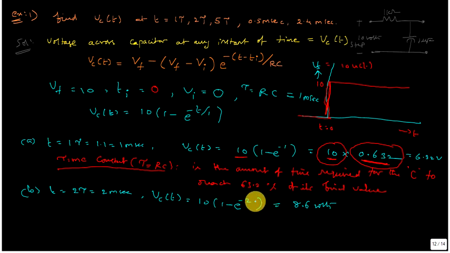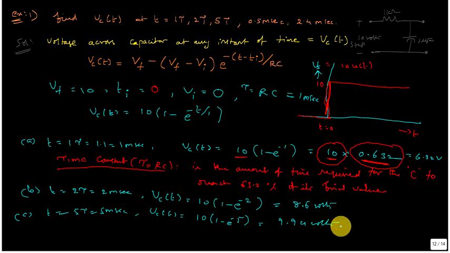As this negative power value increases, the e power value decreases, so you will get more voltage. Similarly for t is equal to 5 tau, 5 tau means 5 milliseconds. So Vc of t is equal to 10 into 1 minus e power minus 5. It is almost equal to 9.94 volts. 9.94 is treated as 10. So that means the capacitor charges towards the final value if it is allowed to charge for 5 time constants of time.